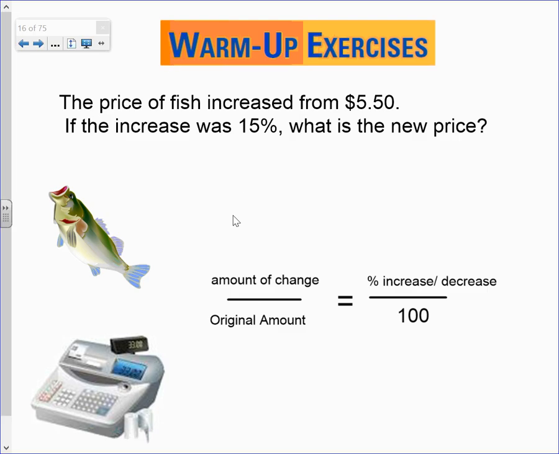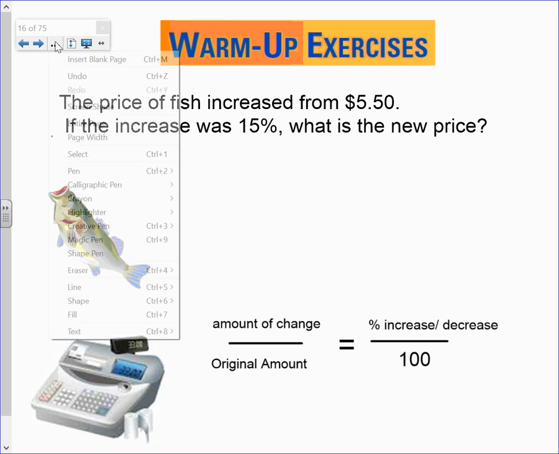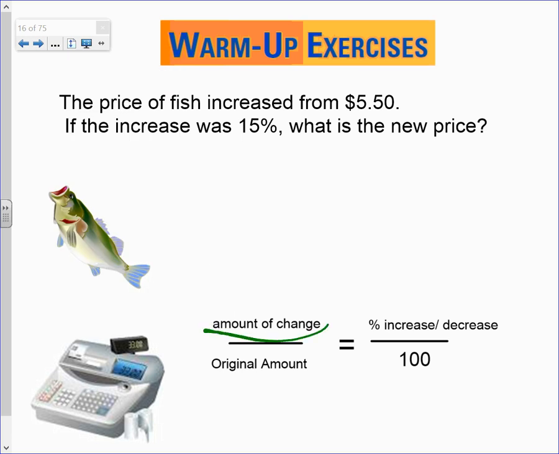So I'm going to use, let's use the new percent increase decrease formula. Let's set it up here. The amount of change, we have no clue what the amount of change is because we don't know the old and new price. We only know the old price. So that's going to be your X. The original amount, like Contreras says, is going to be $5.50.